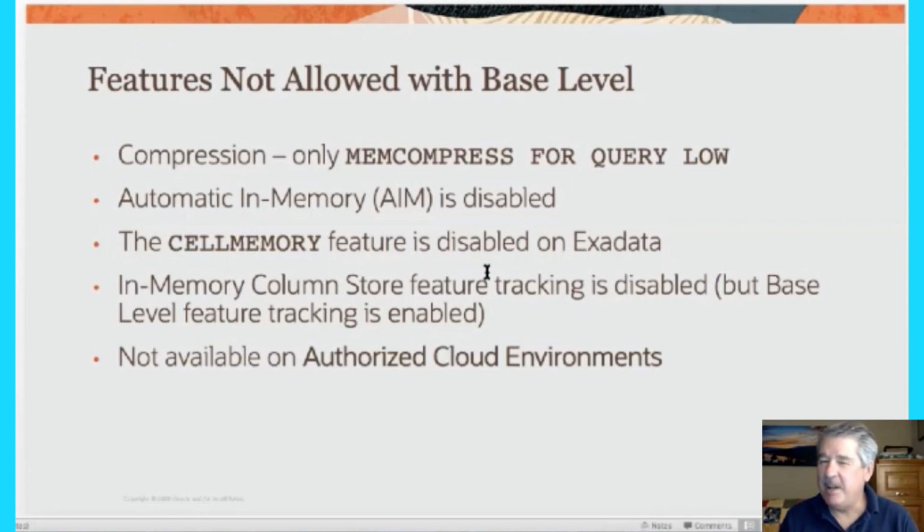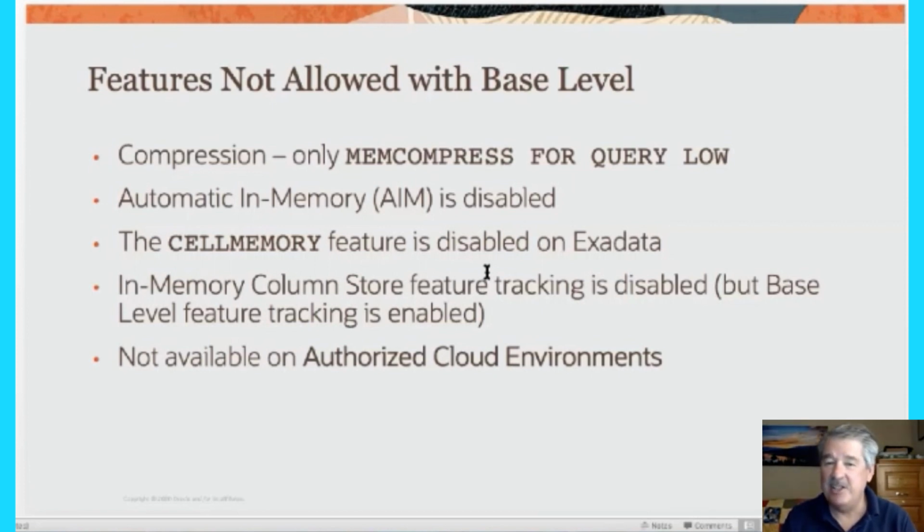So typically about a 2x, maybe a little more, depending on the data, how well it compresses. Compression is very data dependent. But we support MEMCOMPRESS FOR QUERY LOW, and that'll be the only compression. If you add a different level of compression, it'll be ignored, and the objects will populate with just MEMCOMPRESS FOR QUERY LOW. All of the ALTER TABLE INMEMORY PRIORITY, all that stuff stays the same.